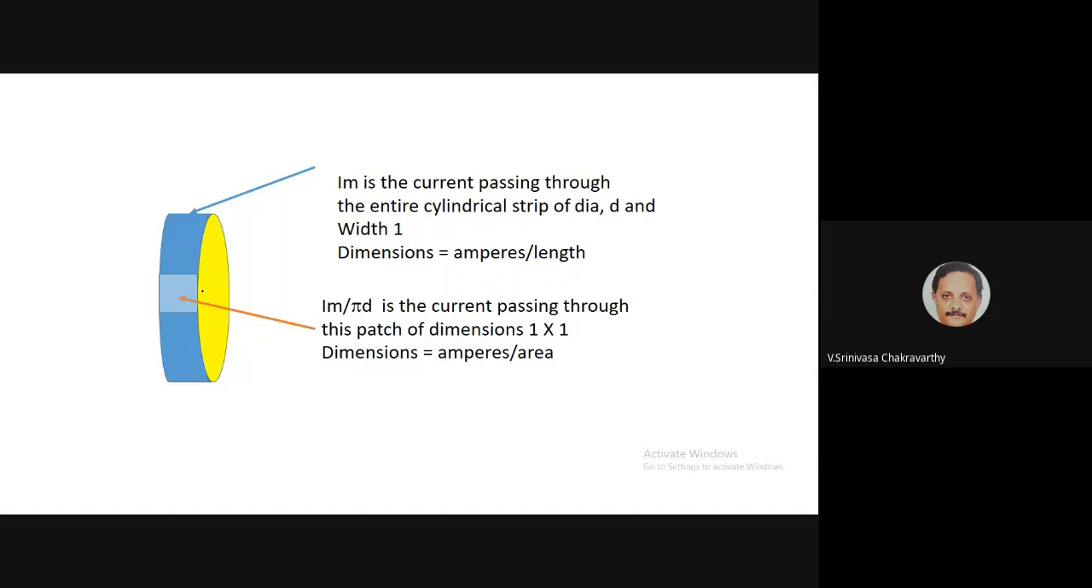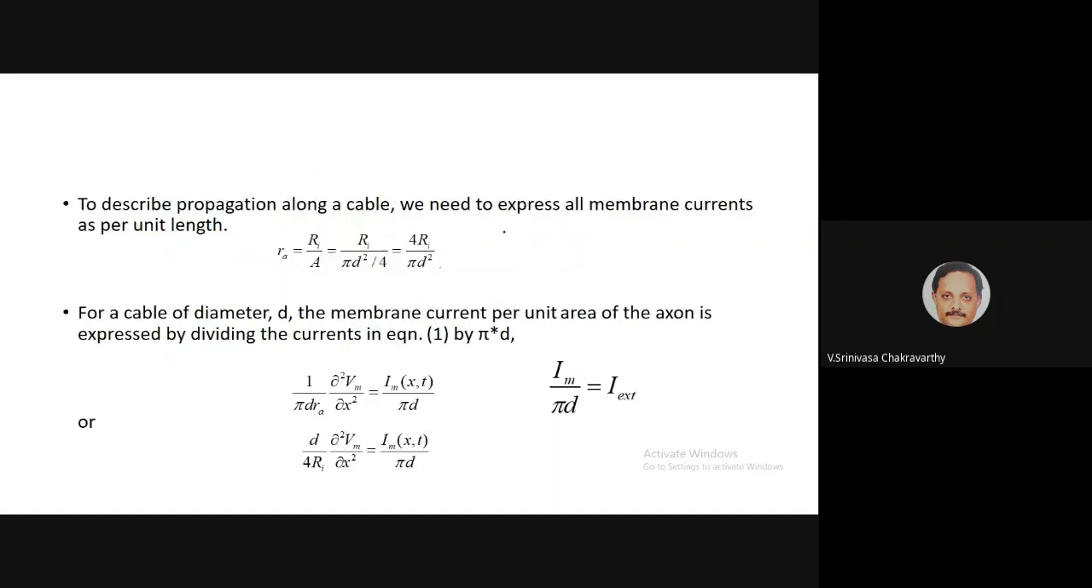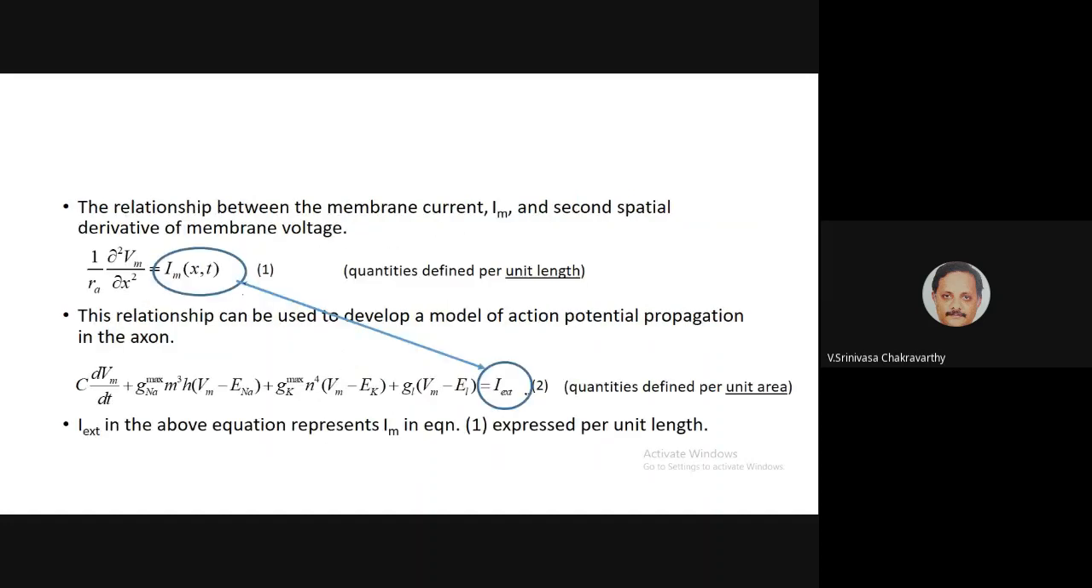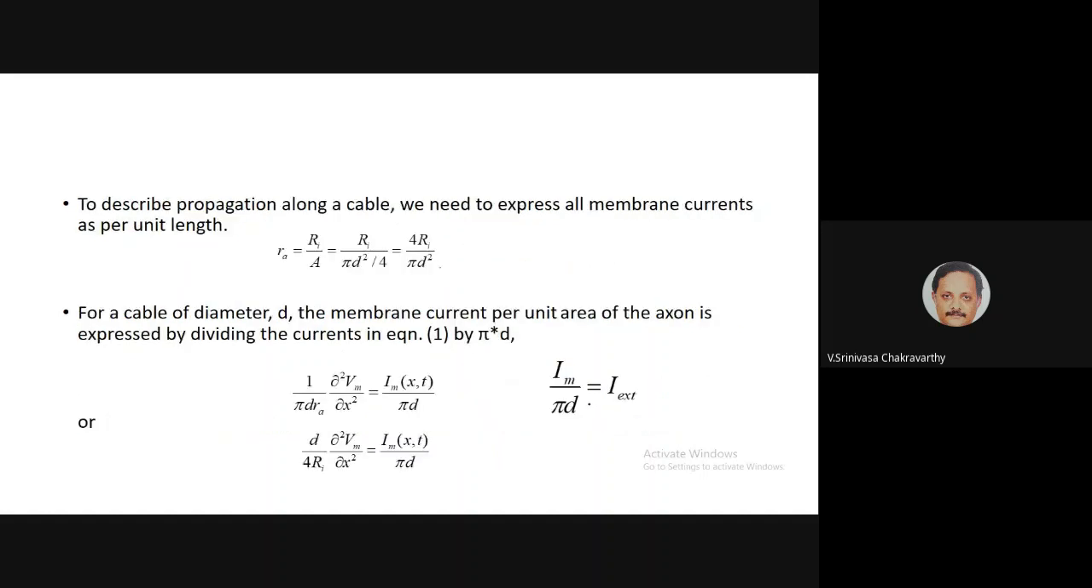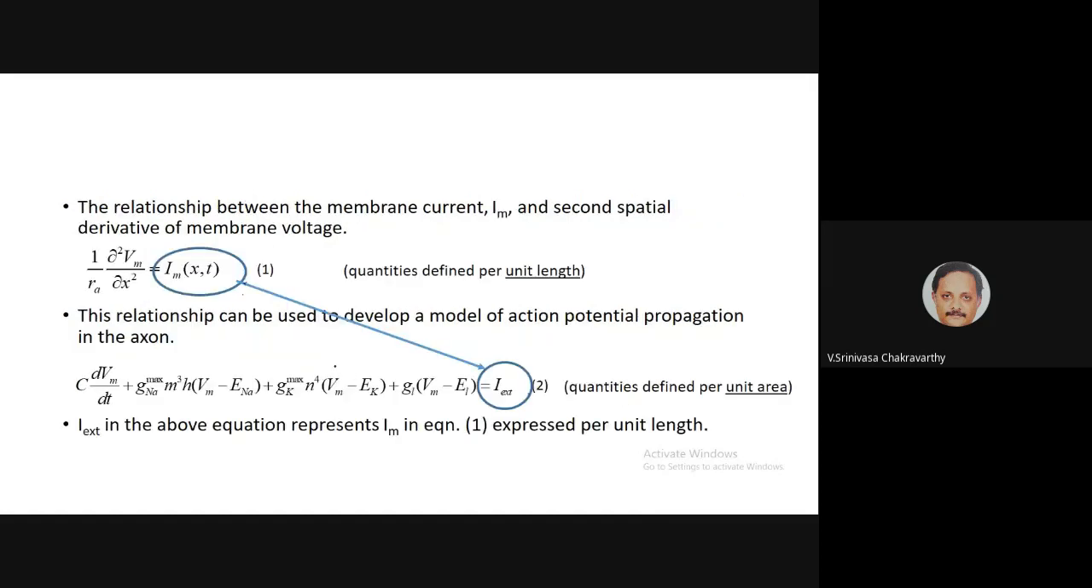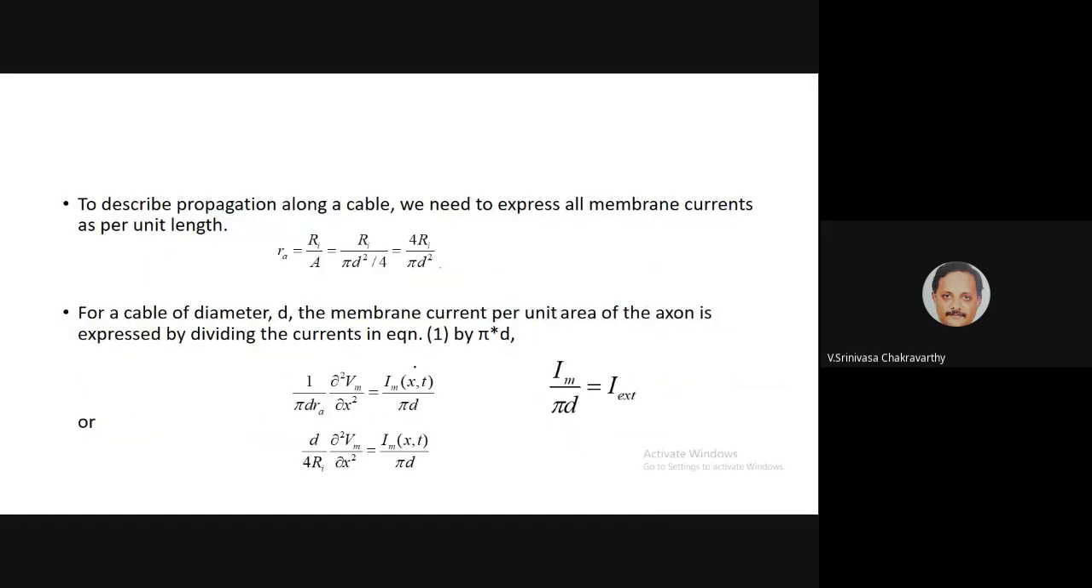So how do we do that? Simply divide this Im by pi d into 1, which is pi d. Then you get the current flowing through this small patch of unit area. So that's what we do here. Basically take Im divided by pi d. If we do that, then we get Ix, which is the per unit area current. So we take this first equation and divide both sides by pi d.